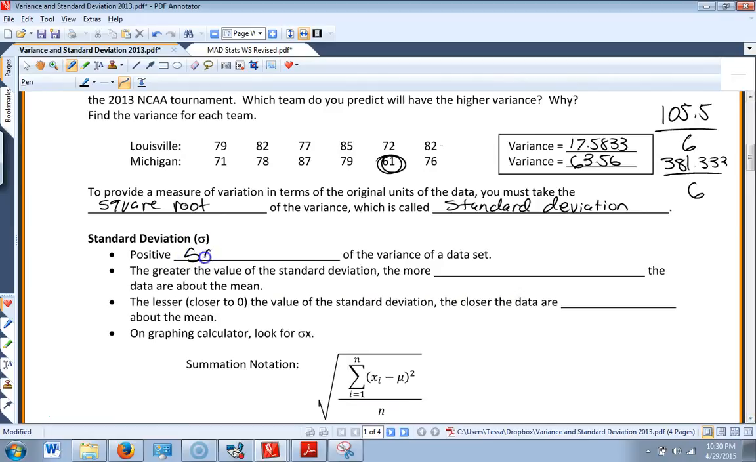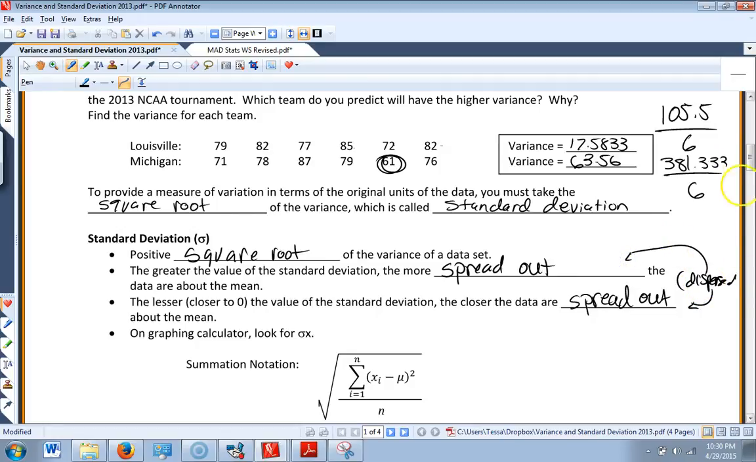Alright, so it's the positive square root of the variance of the data set, and the greater the value of the standard deviation, the more spread out the data are about the mean. Okay, so the same relationship as variance has to the mean and as mean absolute deviation has to the mean. Okay? So the lesser the standard deviation, the closer the data are; the less spread out or dispersed. Okay, so dispersed can go here too.